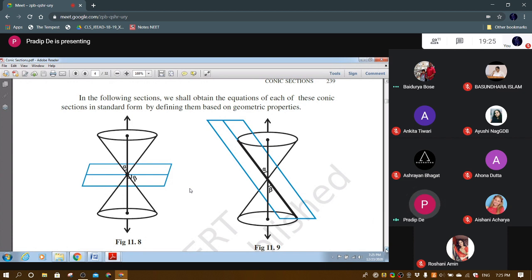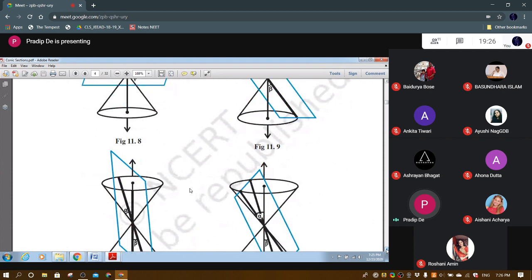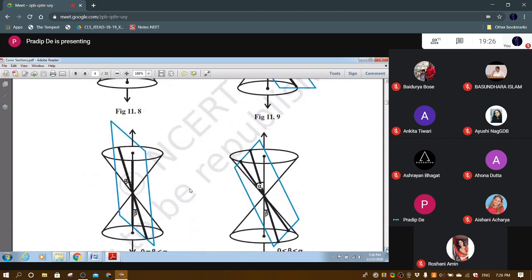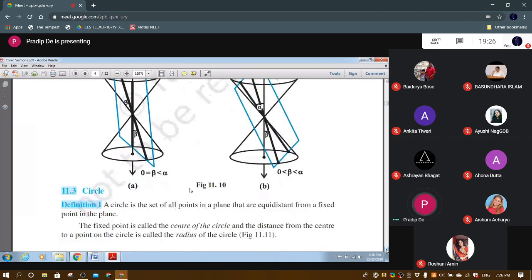Then is it okay now? Yes, sir. Noted. Okay. In this case, beta is less than alpha, and you get a pair of straight lines. Yes, sir. Now we'll go to the mathematical part of the parabola.